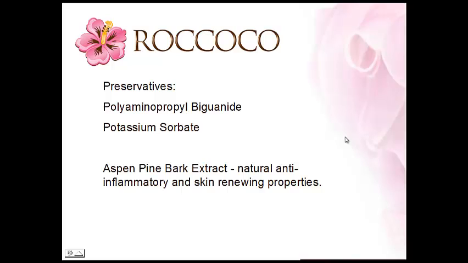Now, I will say that if your skin is really, really red or irritated, it may sting a little bit because of the aspen pine bark extract, because it is like a natural fruit acid. It's also a natural antimicrobial. So if they're super sensitive, change them over to the other. But the aspen pine bark extract does have anti-inflammatory properties, and that's in our rosacea range.